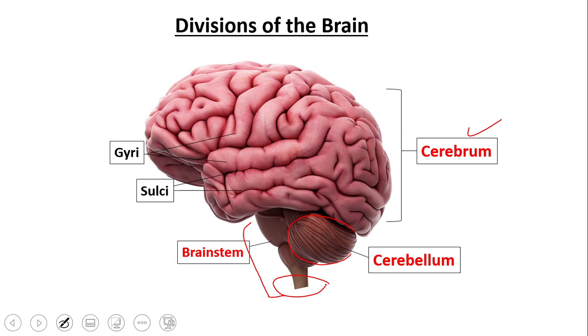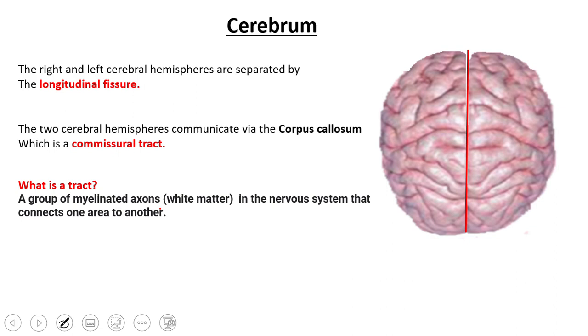The surface of the cerebrum has elevations and depressions. The elevation is called a gyrus. So remember that a gyrus grows up and the depression is a sulcus. So remember that a sulcus sinks down. It's a kind of a groove. There are two cerebral hemispheres, right and left, and the longitudinal fissure is in between.